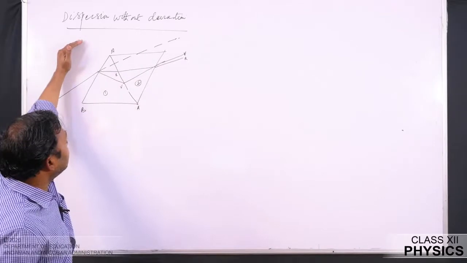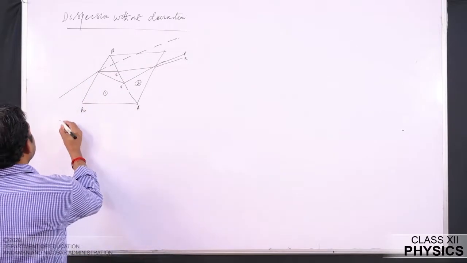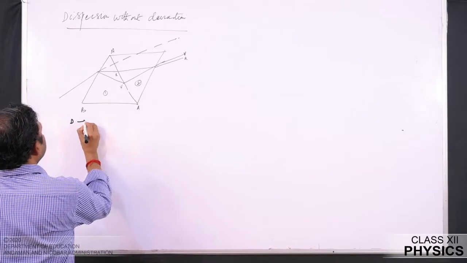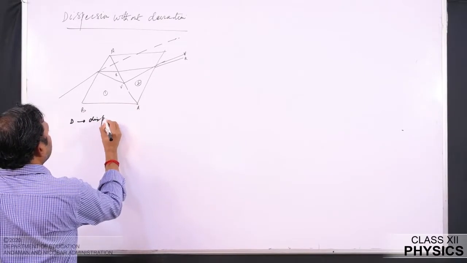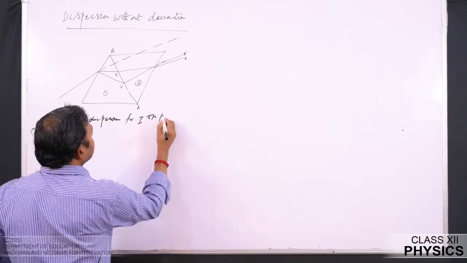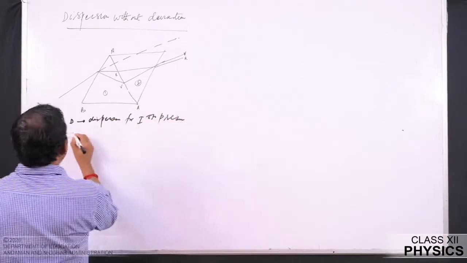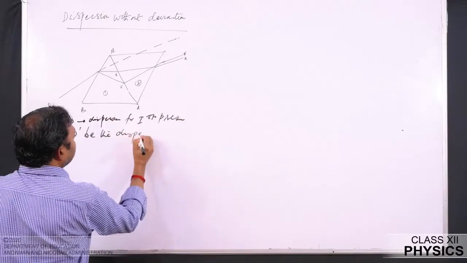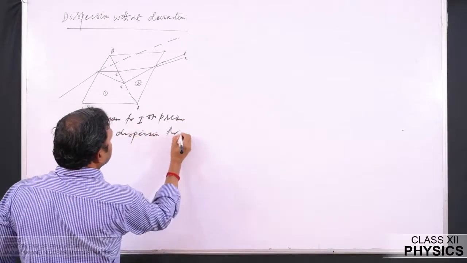So, only dispersion is there, which means the total dispersion we have to find out here. Let us suppose D be the dispersion for the first prism and D dash be the dispersion for the second prism.